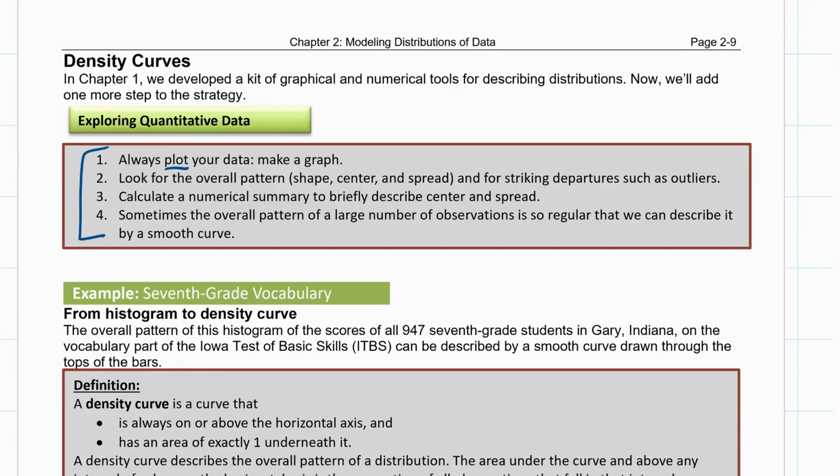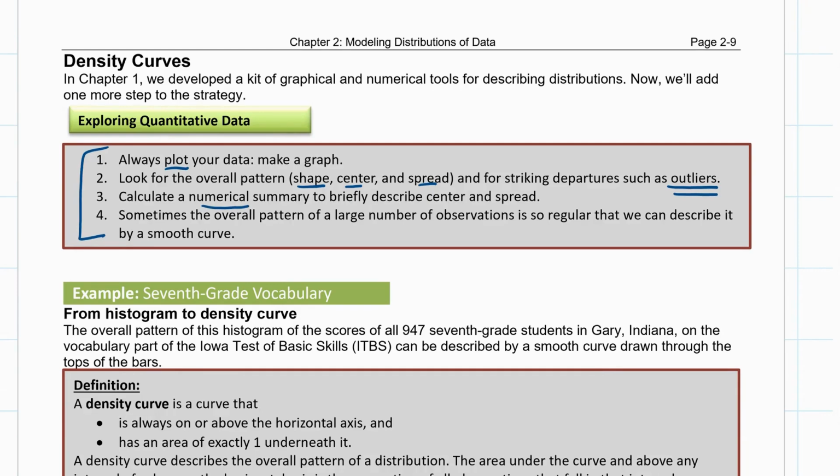But we get a real sense of the data by looking at the graph of that data, because that will allow us to look at the overall pattern, the shape, and allow us to see striking departures from that pattern, the outliers. Now, we should also try to say what we think is going on with the center and spread. But we can do that as part of a numerical summary.